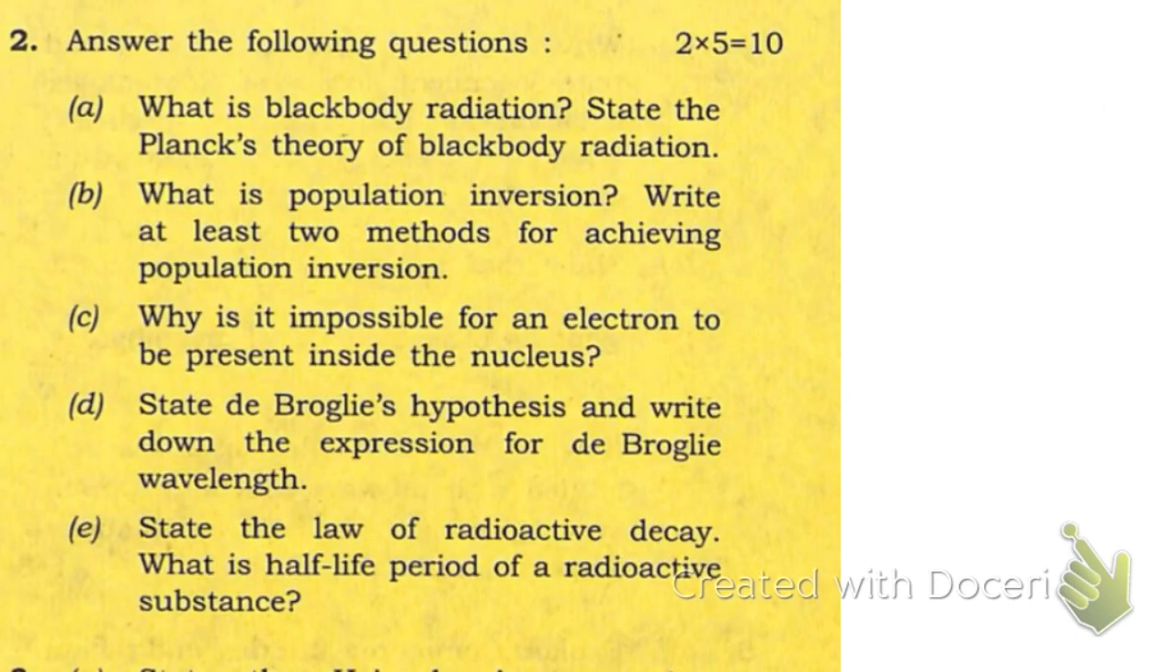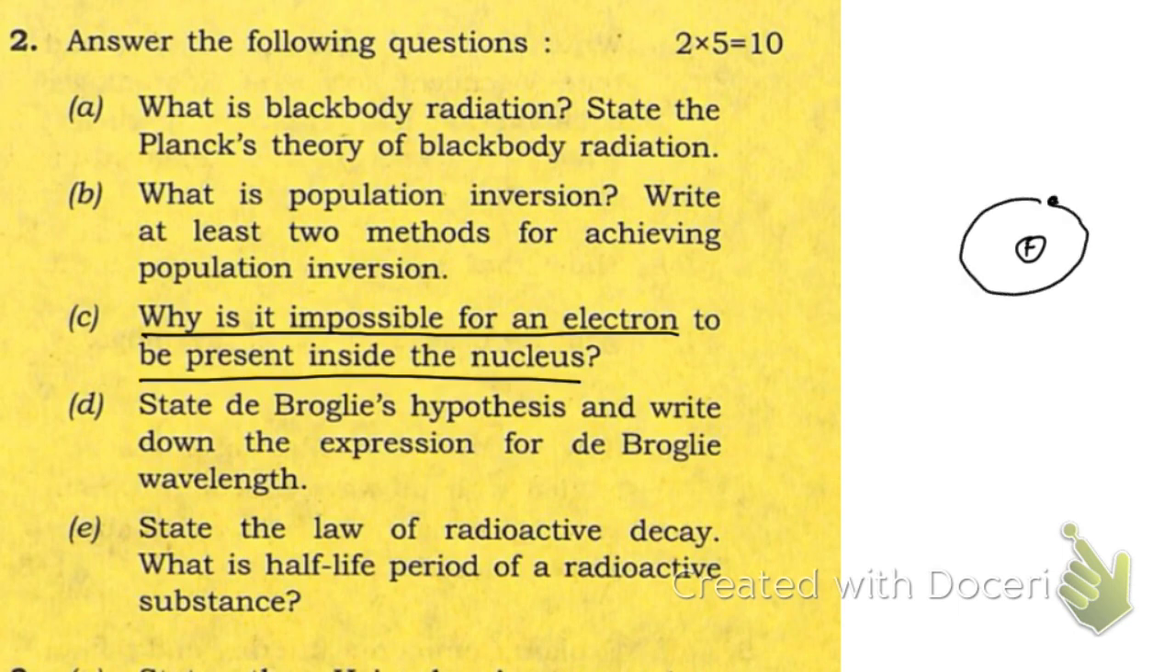The next question is: why is it impossible for an electron to be present inside the nucleus? You know, in atoms, electrons are revolving around the nucleus, right? The nucleus is positively charged. The electron doesn't reside inside the nucleus. Now let me explain that on a new slide.